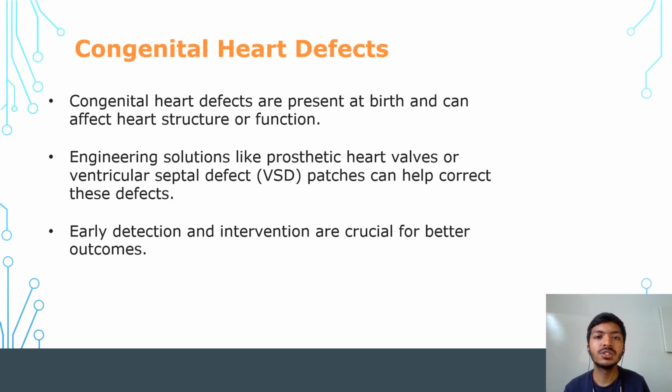Now let's talk about congenital heart defects. Congenital means something related to genes. Congenital heart defects are present at birth and can affect heart structure or heart function. Maybe the heart's valves are narrow and they lead to an abnormal functioning of the human heart. So in these cases, engineering solutions like prosthetic heart valves or ventricular septal defect patches can be used to correct these defects. However, early detection and intervention are crucial for better outcomes.